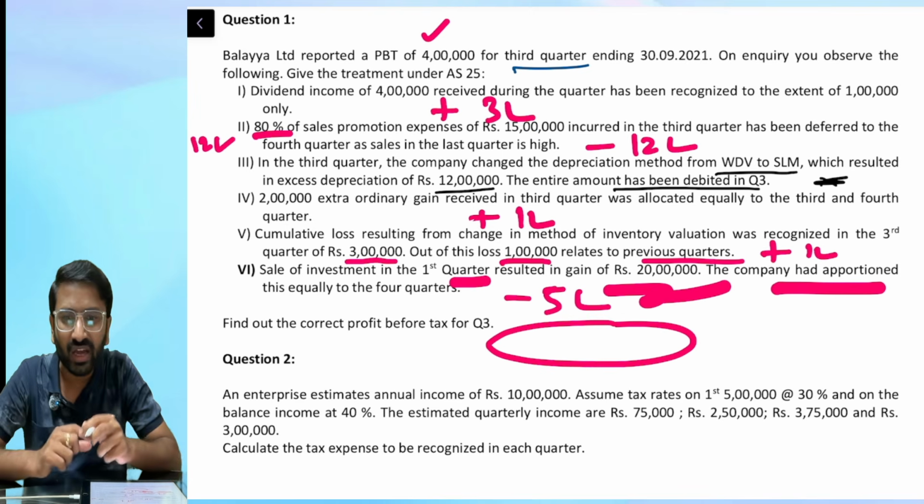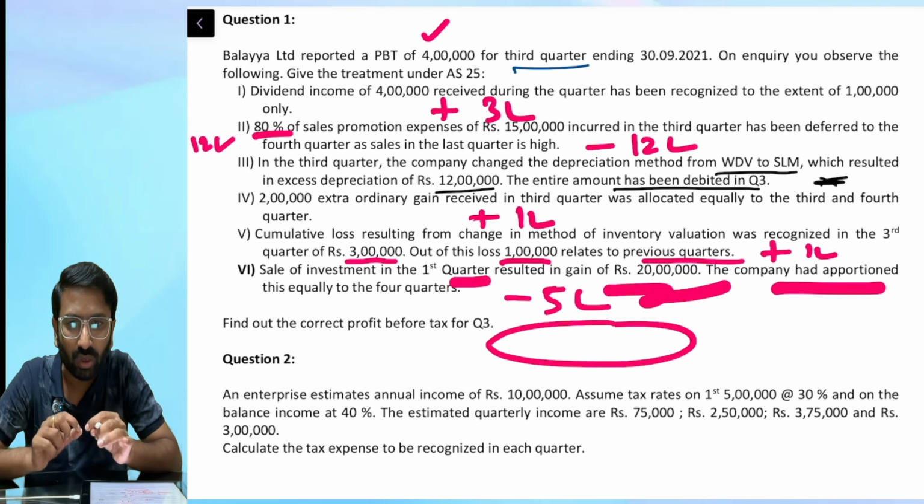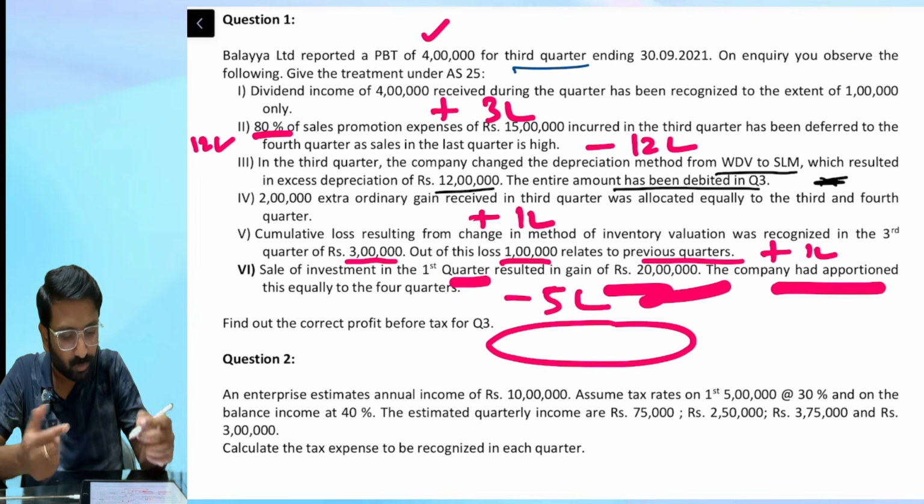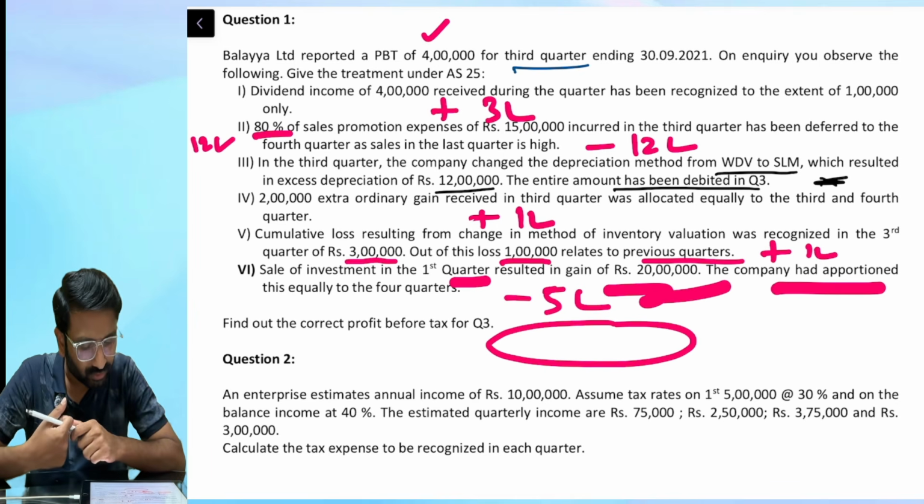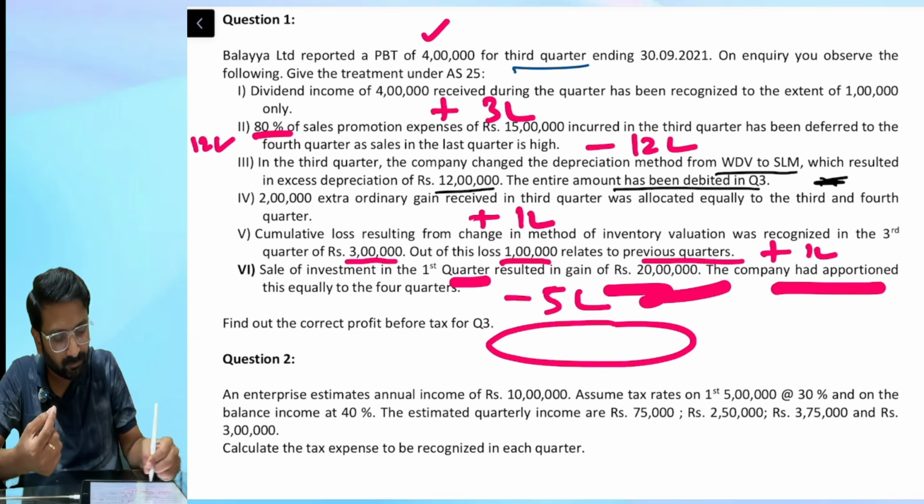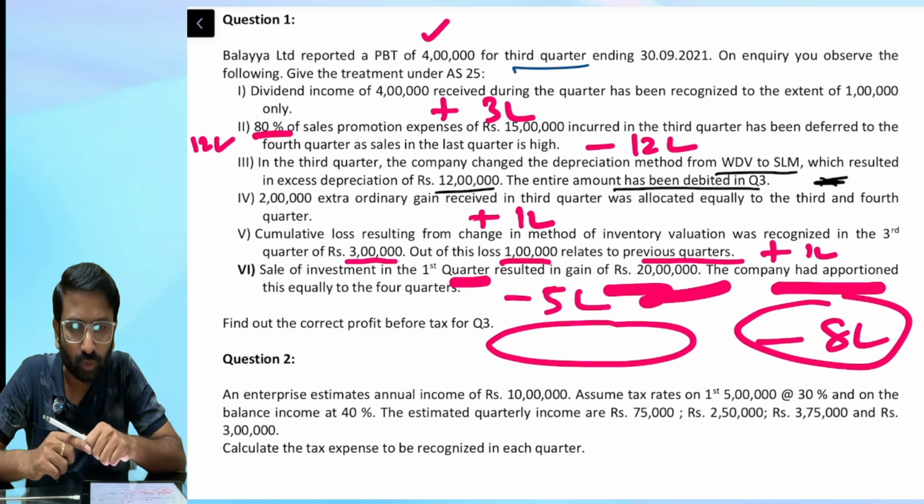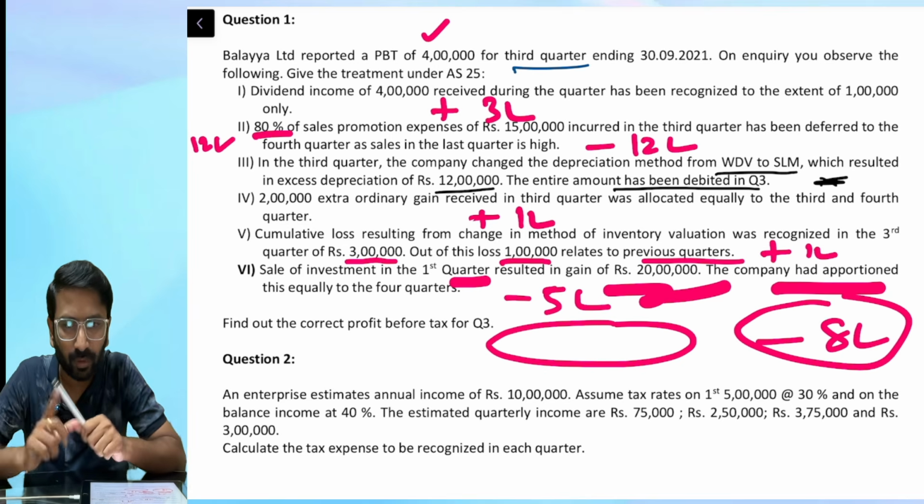Do all that calculation. That will give you the correct profit of quarter number 3. So can I say 4 plus 3, 7, minus 12, so that is minus 5, minus 4, minus 3, minus 8. So finally, how much is the correct answer? 8 lakh rupees loss should be the correct answer for quarter number 3. I hope all of you are clear with this.